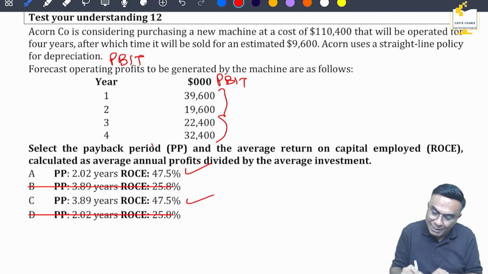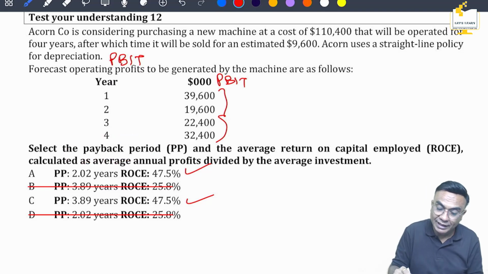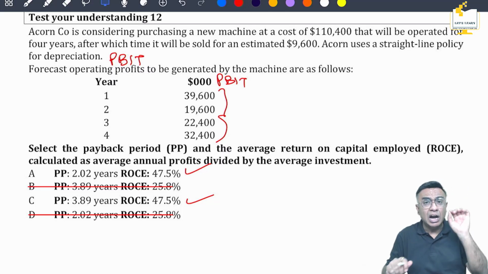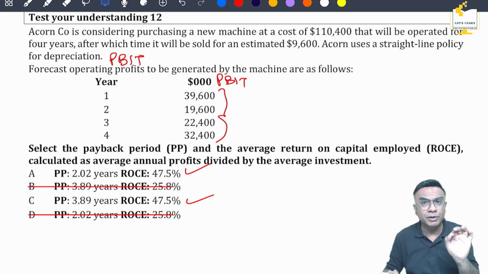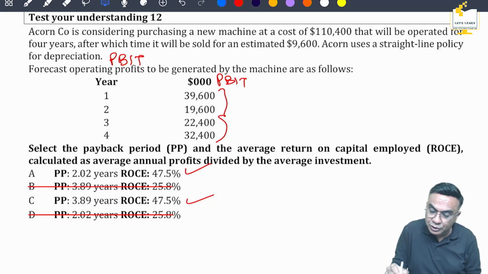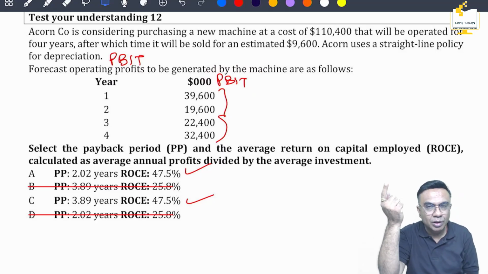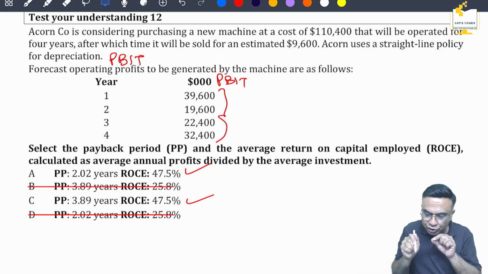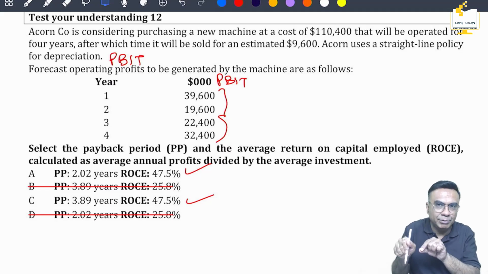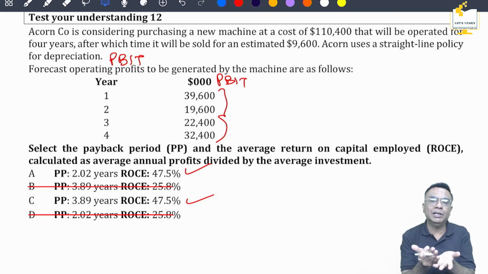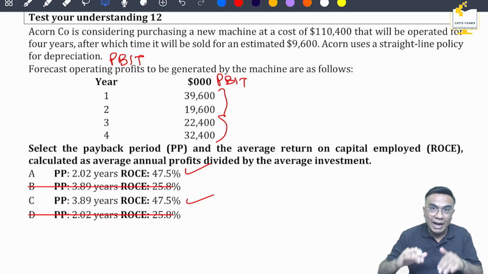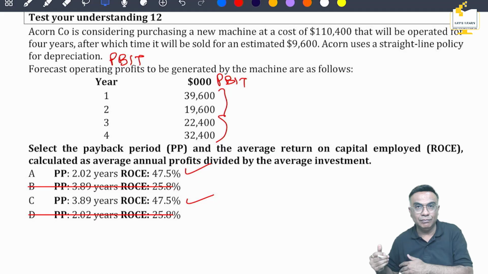Now for payback, remember, for payback I need cash inflow. Only in ROCE we are using profit before interest and tax. In all other methods we use cash flow. Now this is profit before interest and tax, so depreciation must have been deducted above. After deducting depreciation, you must have got this PBIT. So you have to add back depreciation to get the cash inflow.